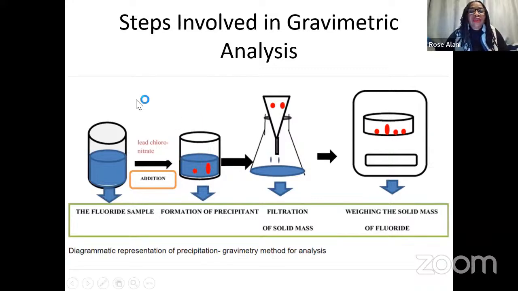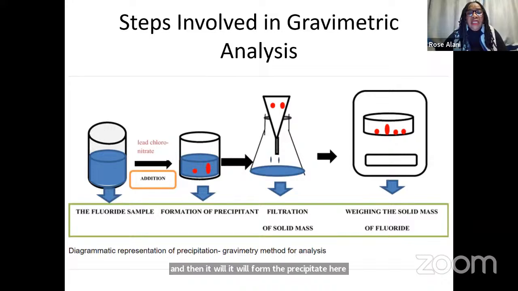Then, you have to add a precipitant. You add something that will precipitate it out. In this case, we have lead chloronitrate that we're adding to that solution that contains chloride. And then it will form the precipitate here. And then you can see what you do next is to filter the precipitate out, and then you move it to drying and weighing.